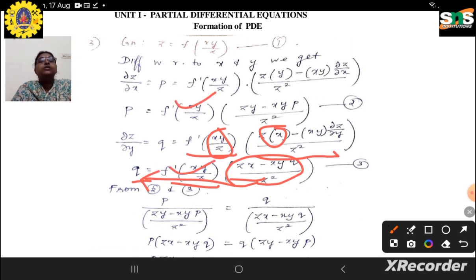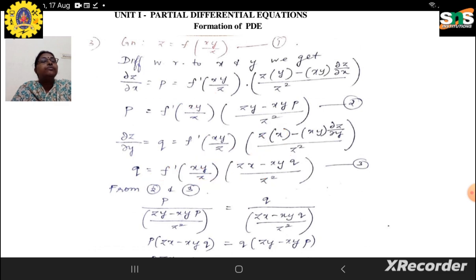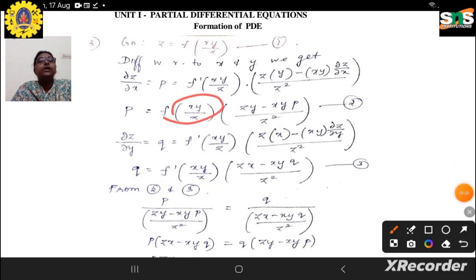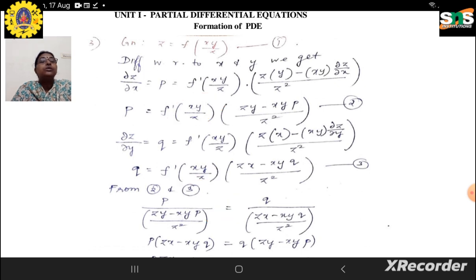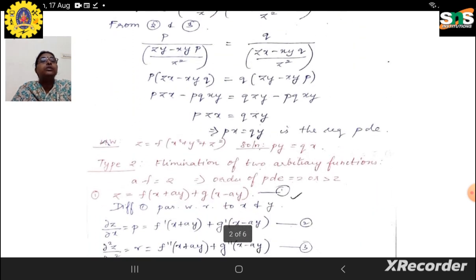This f dash and this f dash, these two, the left hand sides are equal, that is the f dash value. The remaining terms we take to the left hand side. Comparing these two, the right hand sides are equal, and then the left hand sides are equal, so we can compare these p and q values as shown. What we did in the last sum, the same procedure I am doing here also.